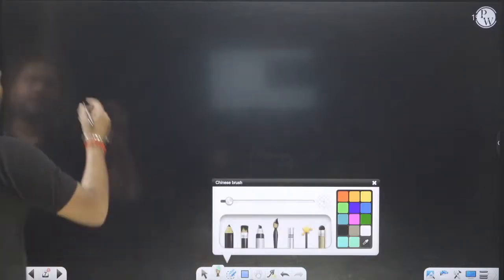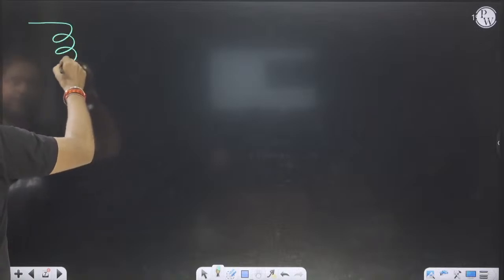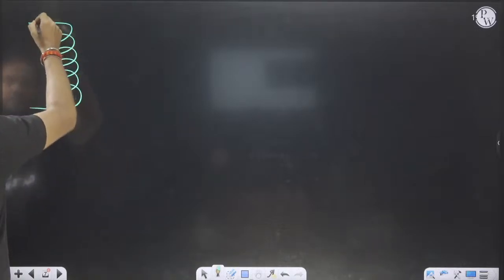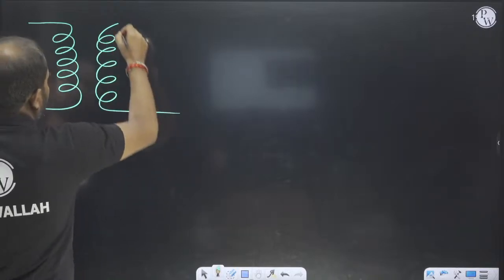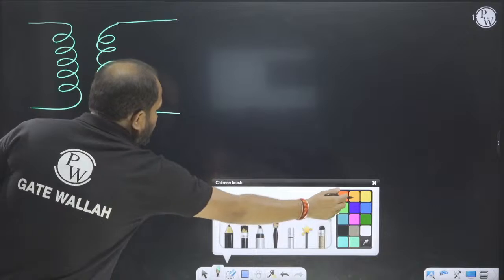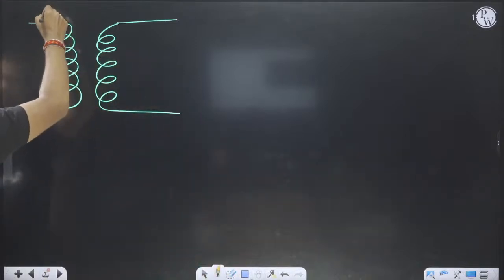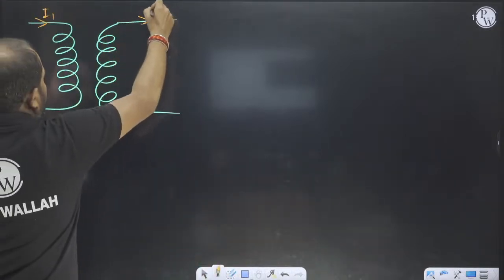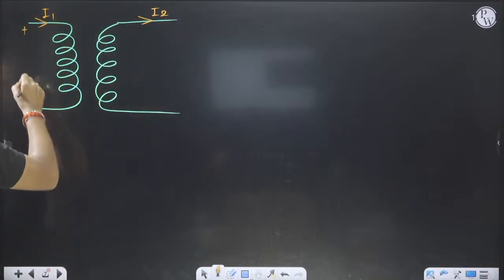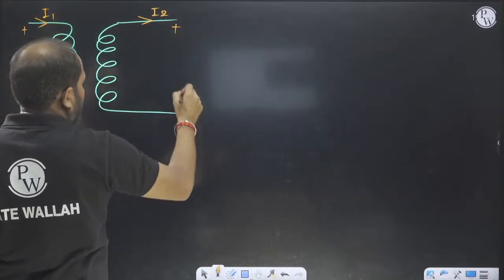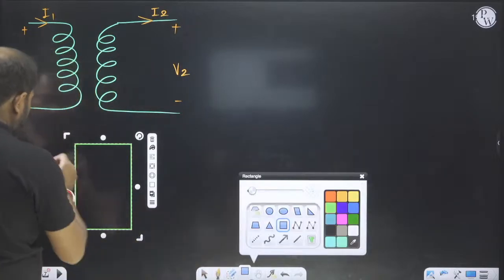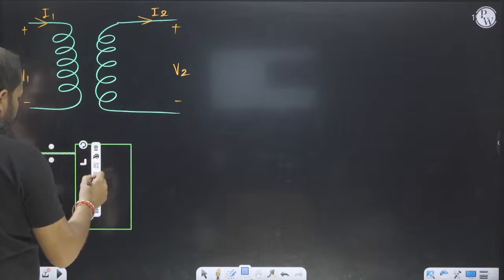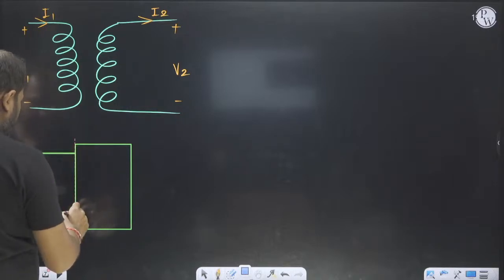The second thing is, if the current in the transformer is given in this direction, then what will happen? I1 and I2 currents are given in this direction. Then what is our point here? Just remember this: for this, the ABCD matrix will change.